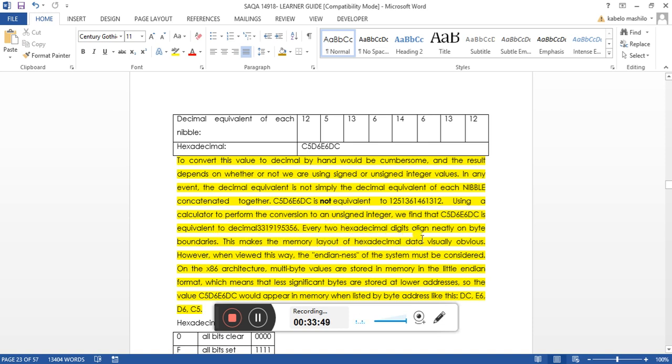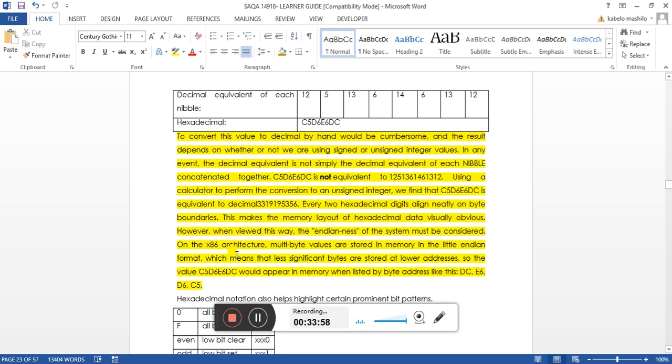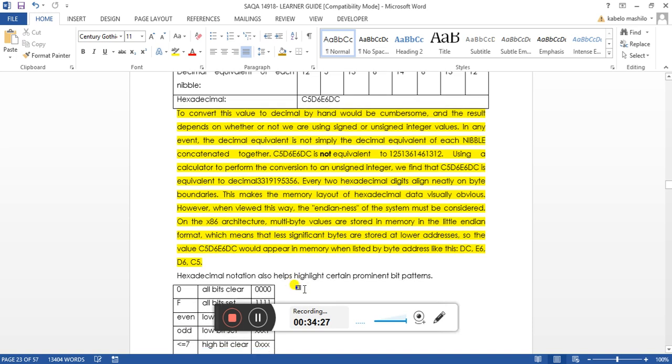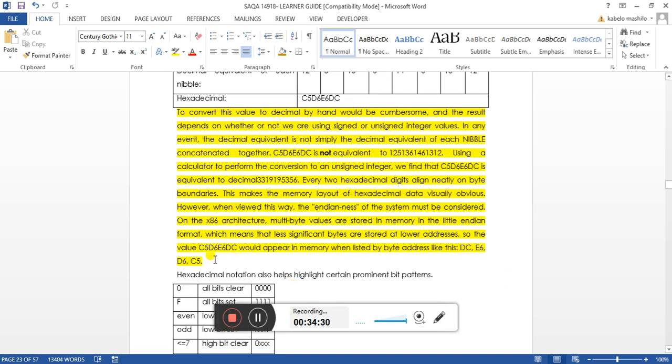Every two hexadecimal digits align neatly on byte boundaries. This makes the memory layout of hexadecimal data visually obvious. However, when viewed this way, the endianness of the system must be considered. On the x86 architecture, multi-byte values are stored in memory in the little endian format, which means that less significant bytes are stored at lower addresses. So this value would appear in memory, when listed by byte address, like this and that.